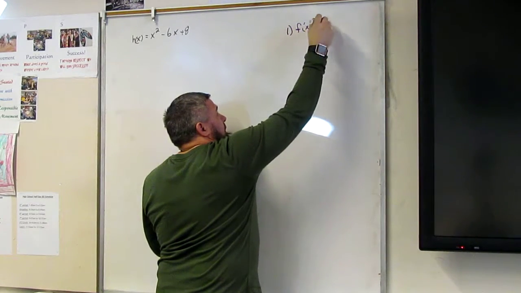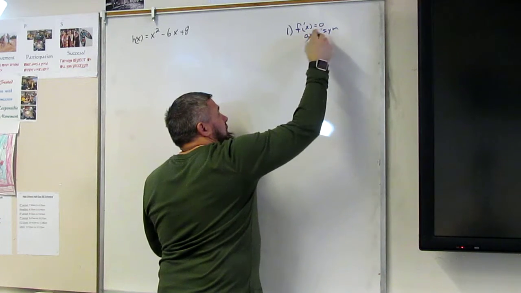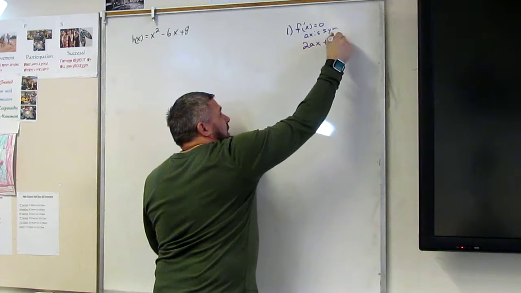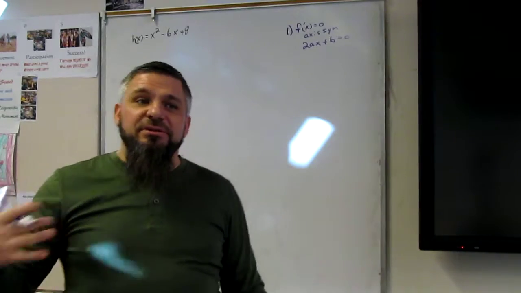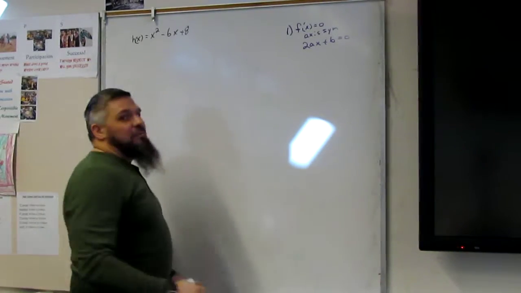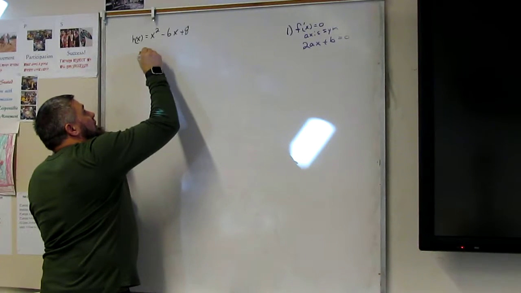Oh, f of x and f2 of x. So 2ax plus b equals 0, right? Or just find the derivative, right? So find me the derivative, Dante. Find him the derivative, Dante.